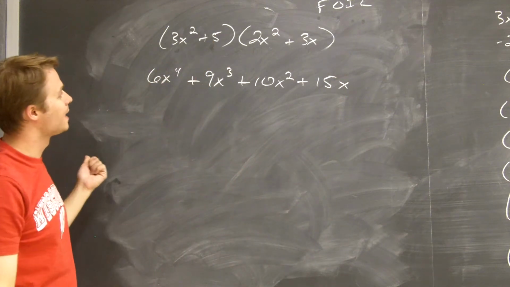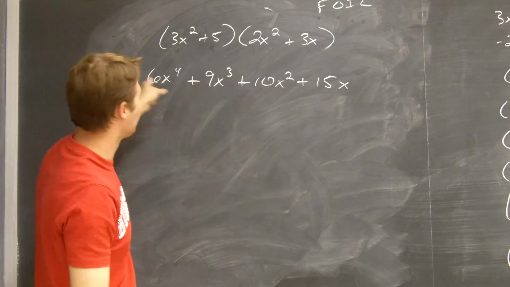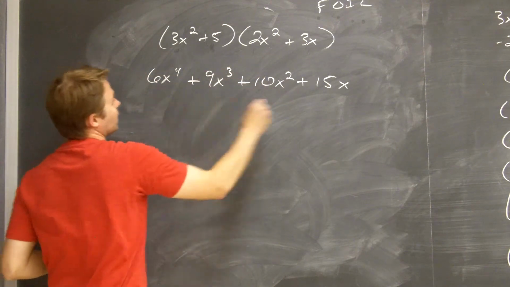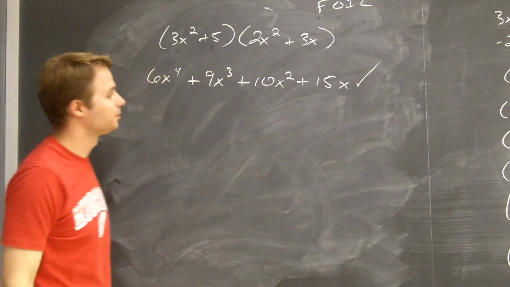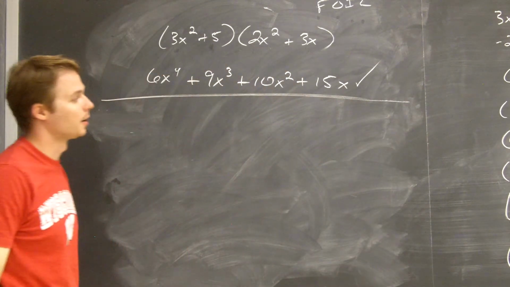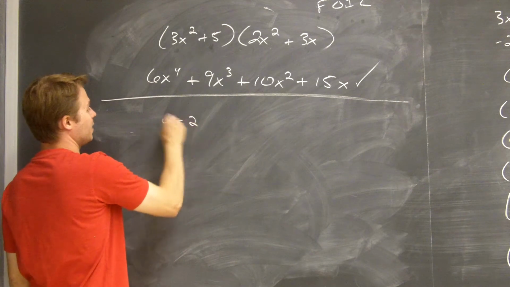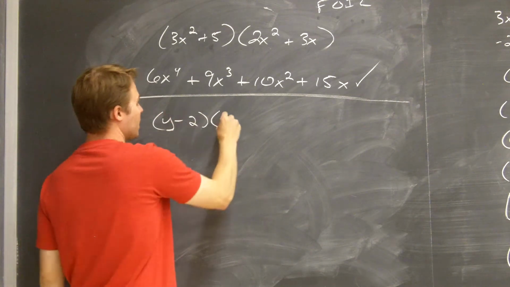And then I just want to combine any like terms that I might have. Nothing in here is like terms because they all have different exponents, so this is actually my final answer. Now I can extend this idea of FOIL to more than just binomials. So for example, I could take a binomial times a trinomial.